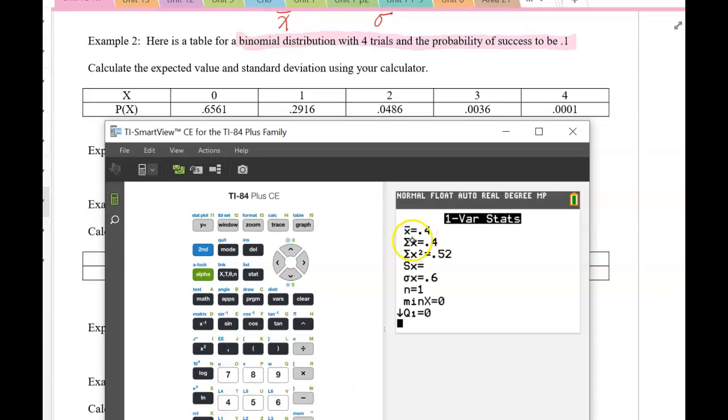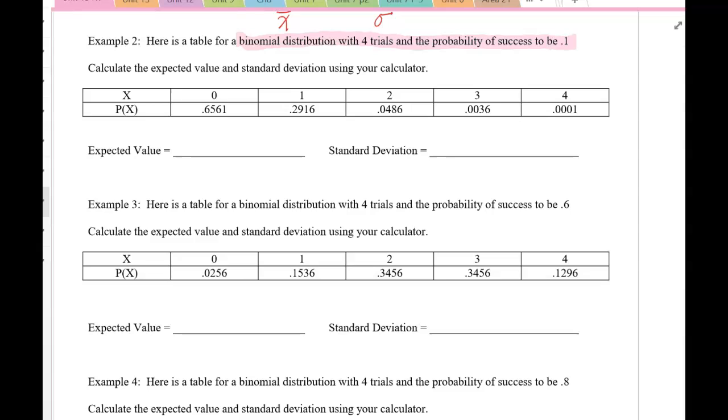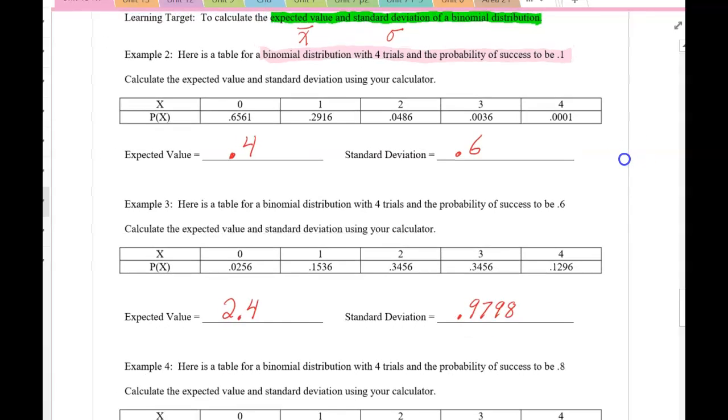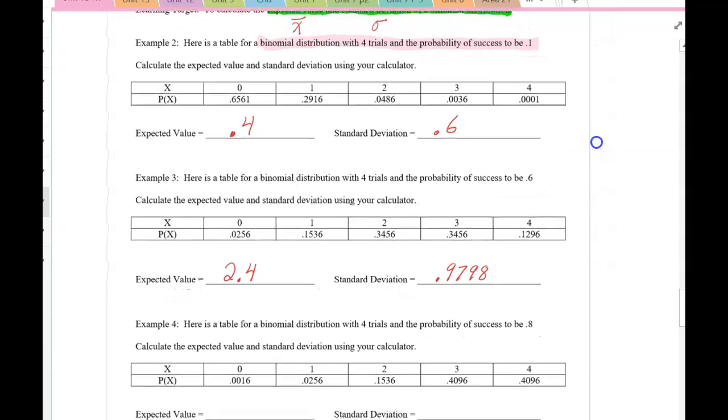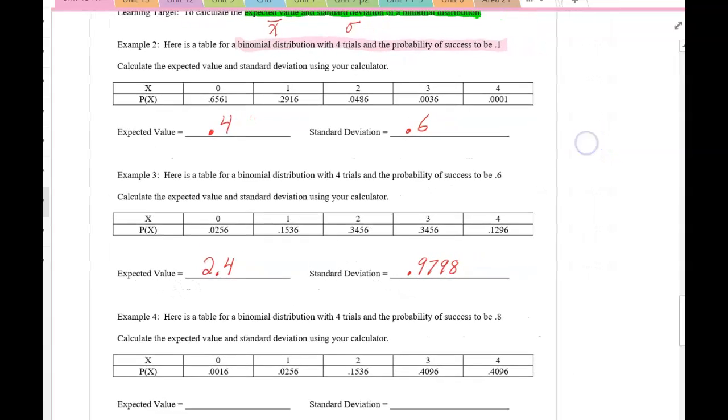When you do that, you can see x bar is 0.4, that's the expected value, and the standard deviation is 0.6. So for this particular problem, the expected value is 0.4 and the standard deviation is 0.6. Then we could repeat this process, and if you do this again, you will get 2.4 and 0.9798. And for that particular problem in example 3, I did change the probability of success to be 0.6.